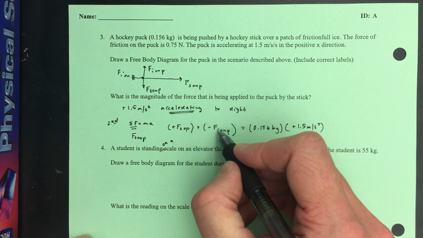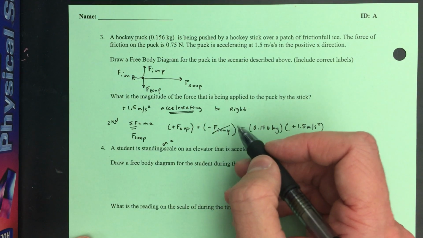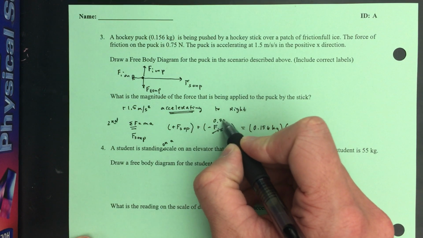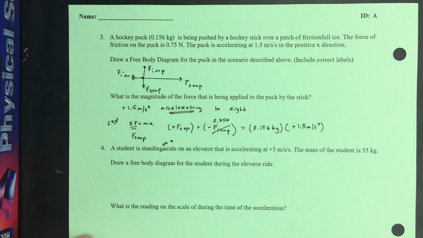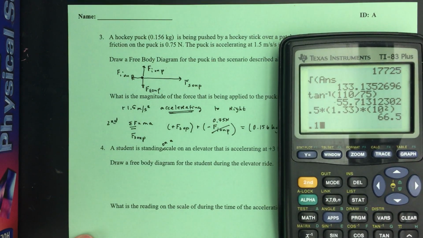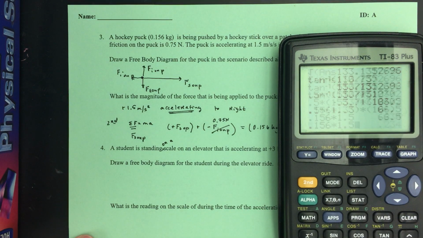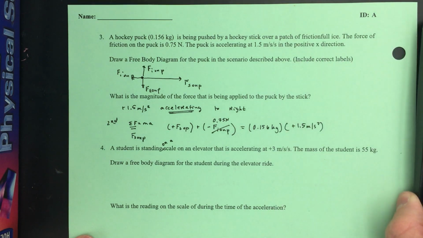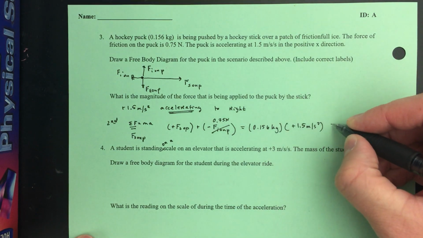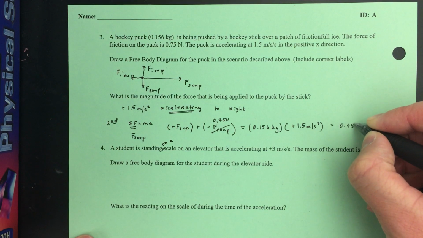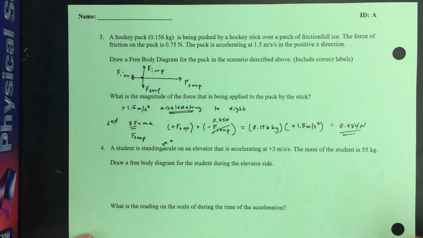This is really easy to solve for because we know the friction, or the force of the ice on the puck, to be 0.75 newtons. Then it's simply just isolating out those variables. And so in order to do that, we take the 0.156 times the acceleration, which was 1.5. So we've simplified the right side. And then we just subtract negative 0.75 to end up with a force of the stick on the puck to be 0.984 newtons.